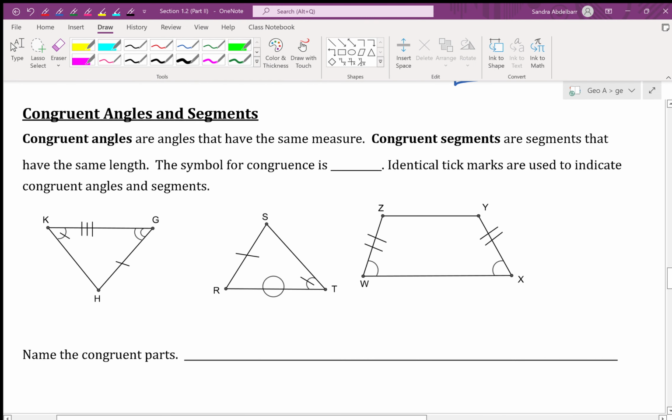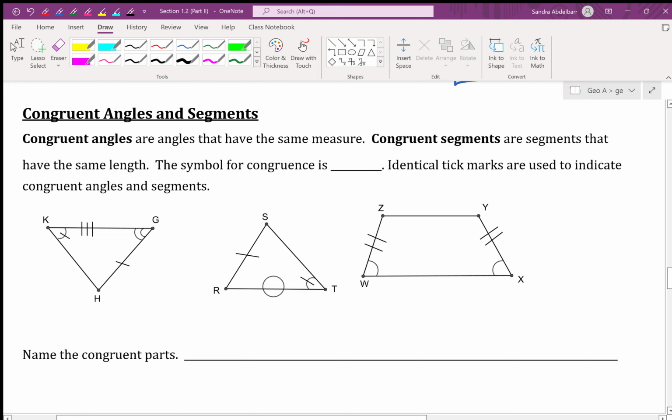All right, so now we're going to talk about congruent angles and segments. This word, or this concept of congruency, you are going to hear probably every single class from now until June. What does it mean to be congruent? Well, to be congruent really just means to be the same. If two segments are congruent, they have the same length. If two angles are congruent, they have the same measure. If two figures or shapes are congruent, that means they are the same size and the same shape. So it really means to be the same.